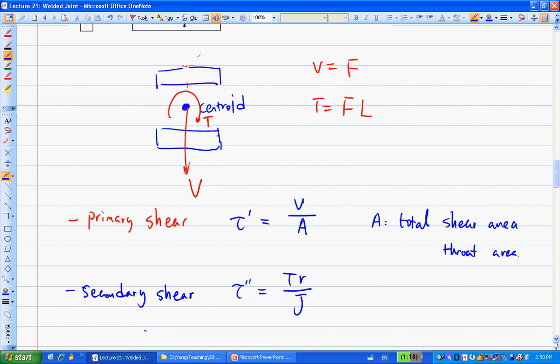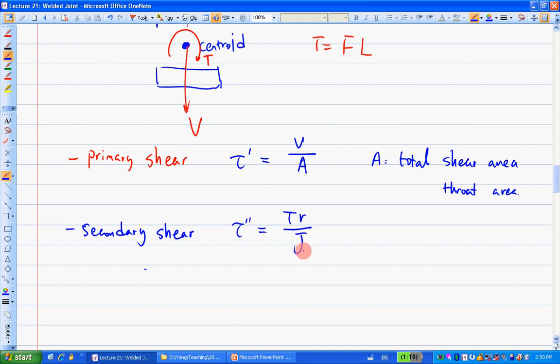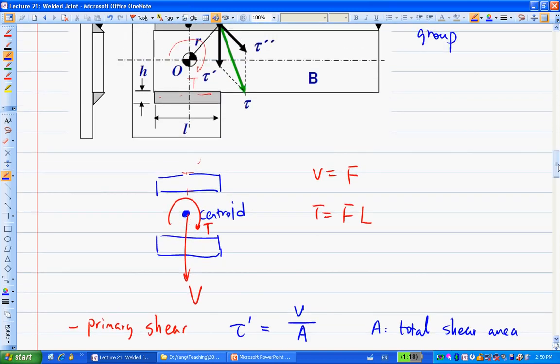Is that okay? Right. So right now you might have a box, maybe you have a circle, maybe you're welding a pipe. Basically, the J here is the second polar moment of area. But the R is what? It is the distance from the centroid to the location that's of interest.